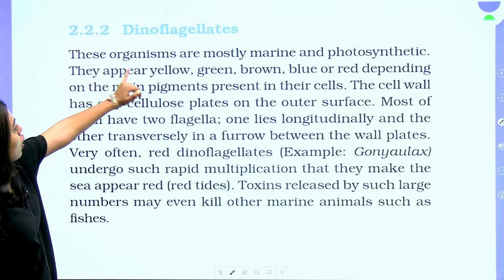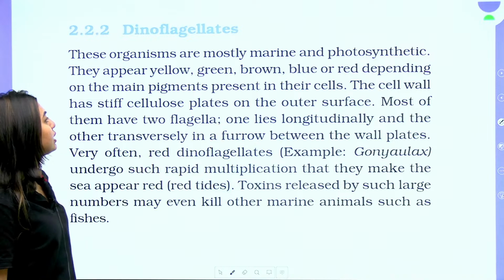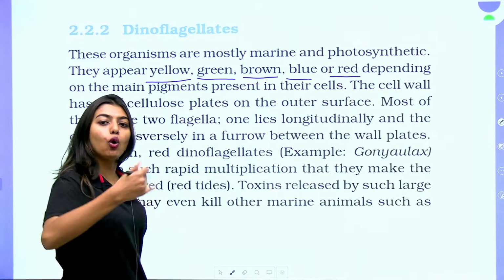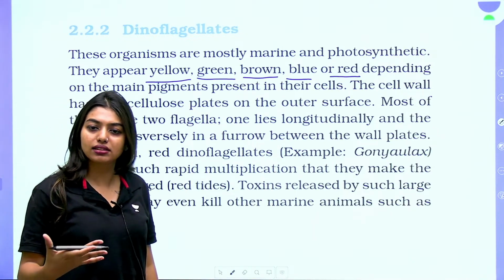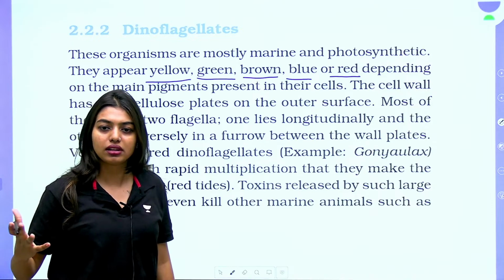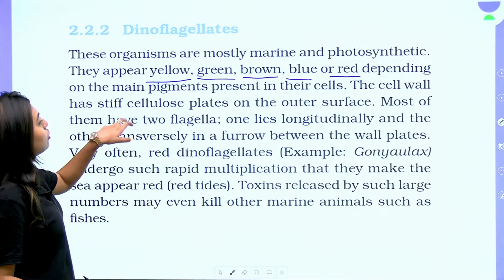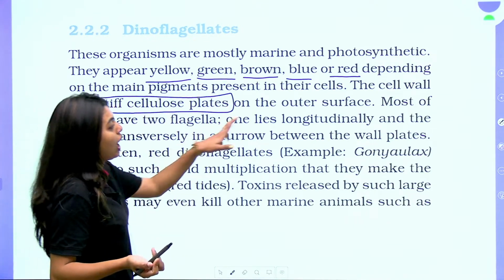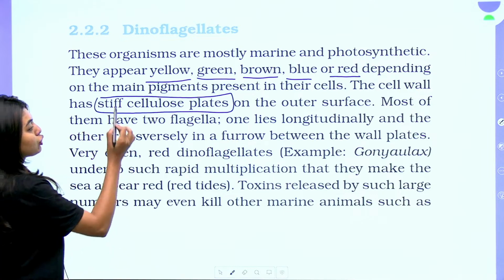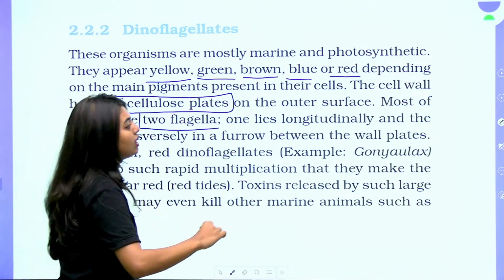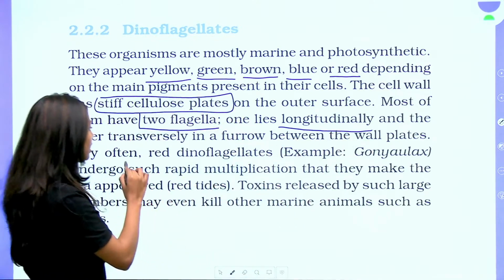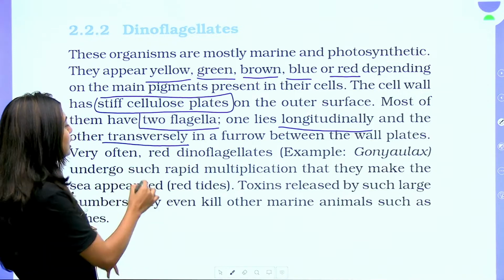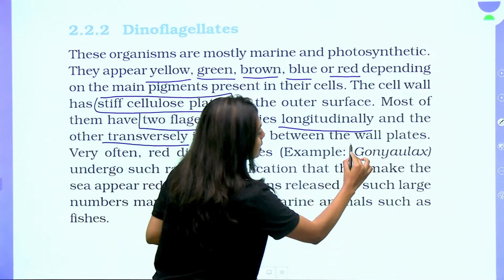Now these organisms are mostly marine and photosynthetic, and they appear in yellow, green, brown, blue, red. That means so many pigments are present. Got it? They can be seen in many colors. Now the cell wall has a stiff cellulose plate on the outer surface, and most of them have two flagella, where one is longitudinally arranged and the other one is transversely arranged. And here a red dinoflagellate example is Goniolax.